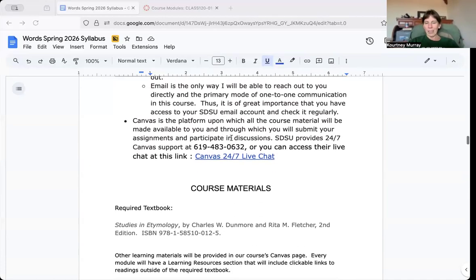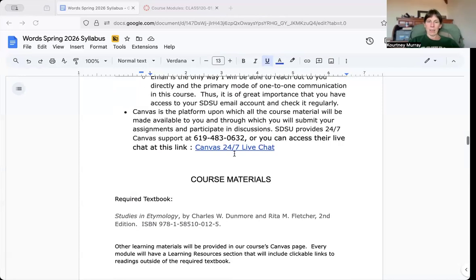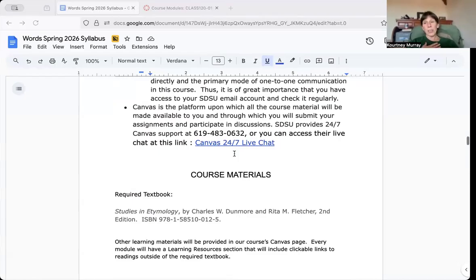And then Canvas, if you need Canvas information, there's many resources. SDSU has many things too. If you reach out to me for help with Canvas, I will just direct you to the SDSU resources. So that's there for you.